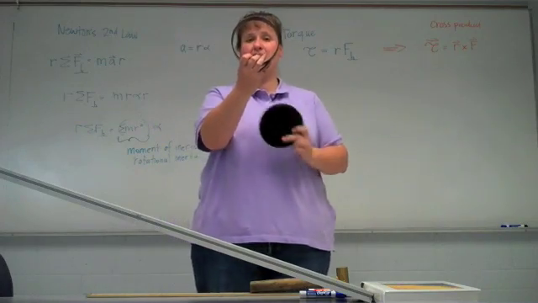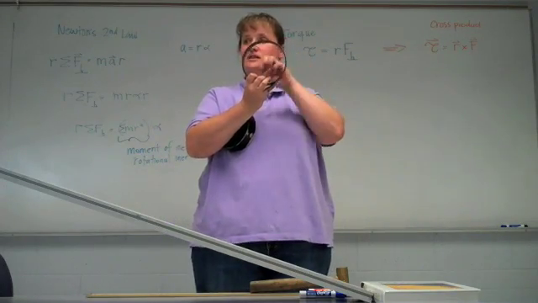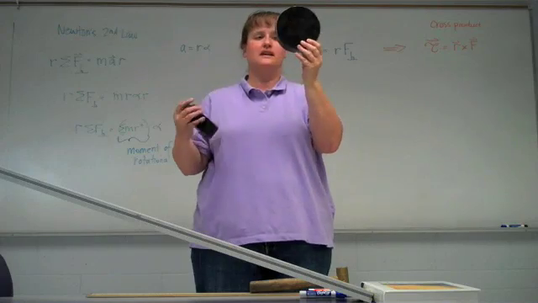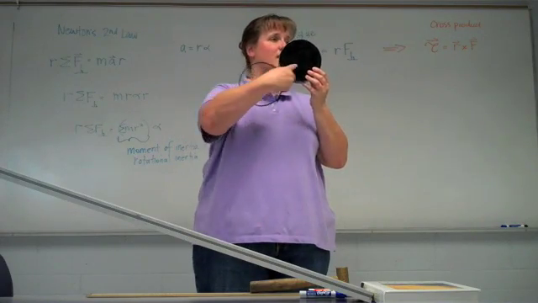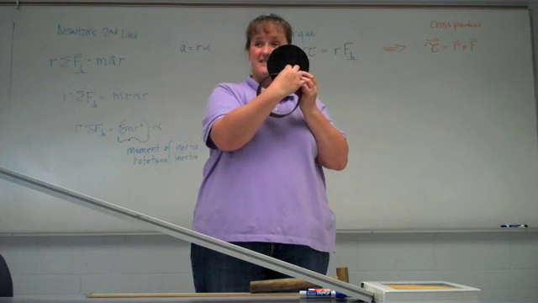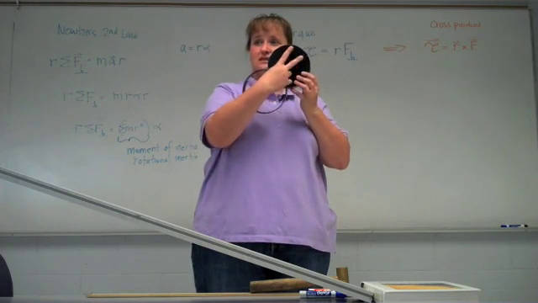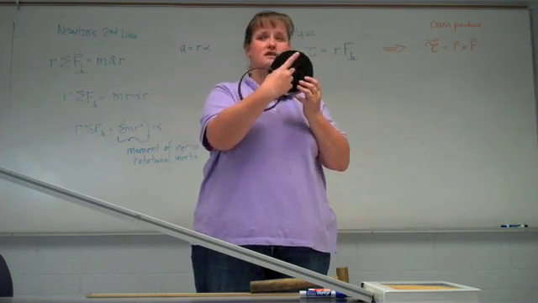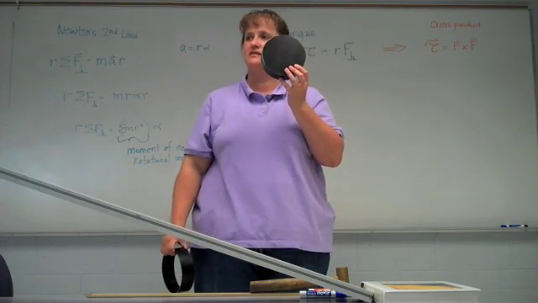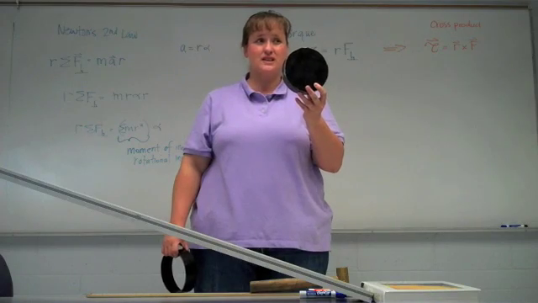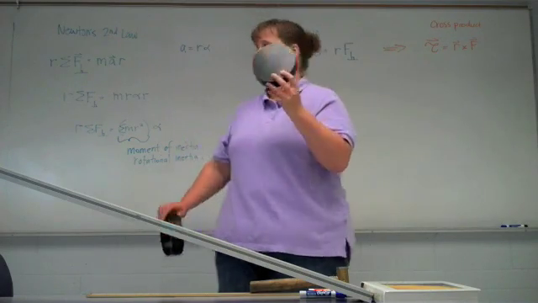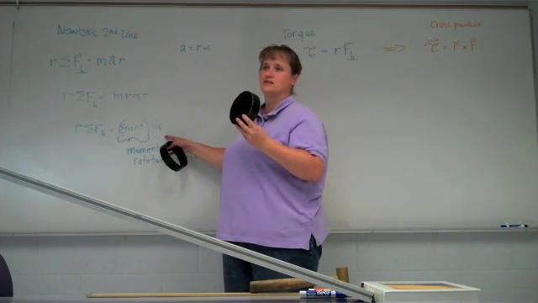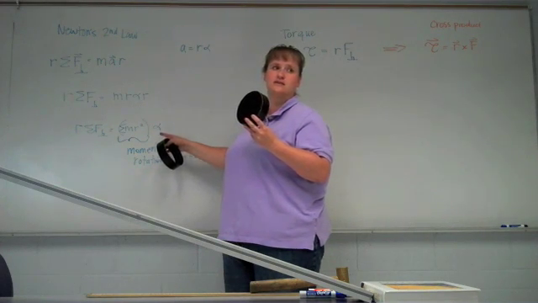Exactly. For the hoop, the mass is concentrated on the outside edge, so all the mass is a greater distance away from the rotation axis. Here, the mass is distributed uniformly throughout the whole disk. So we have mass that's close to the rotation axis and some mass that's far from it, but on average, the mass is closer to the rotation axis for this guy. That means its moment of inertia is smaller. A smaller moment of inertia will result in a greater angular acceleration for any given torque.